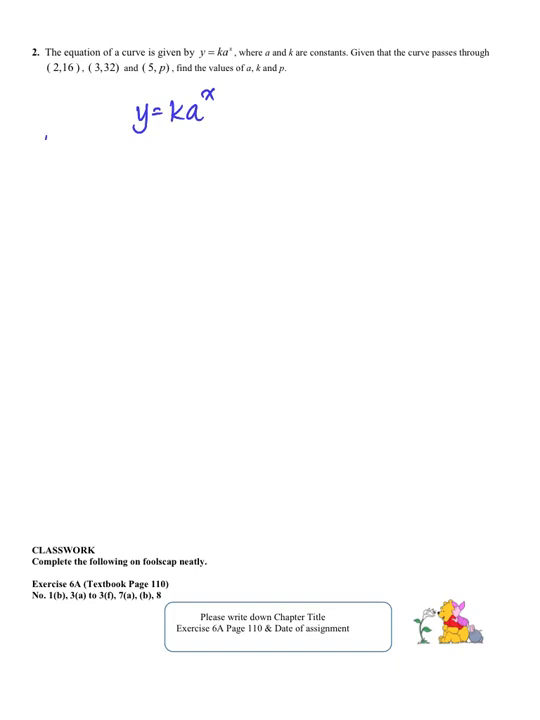So you substitute (2, 16). So y is 16, right? And you have k a squared. Okay, so you have one equation. Then you substitute the next point, which is (3, 32). So y is 32, and then k a to the power of 3. Okay, so you have these two equations.